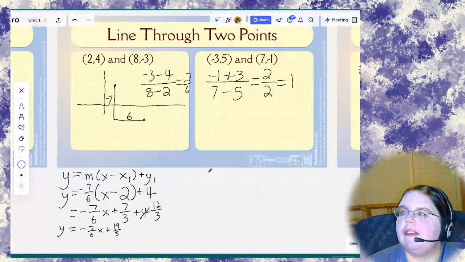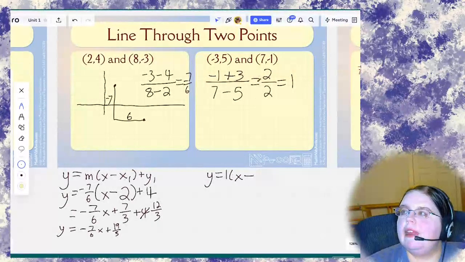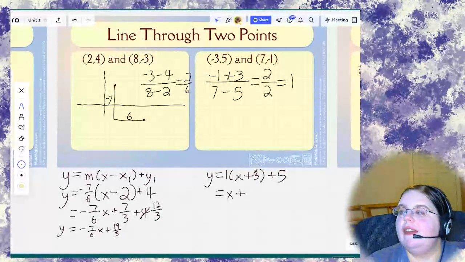Well, that makes this part easy. Then when we say, well, y would be 1 times (x minus, well, either way, I've got a negative here, so I'll just say x plus 3) plus 5. So we've got x plus, I can see where this is going, 3 plus 5 is 8.